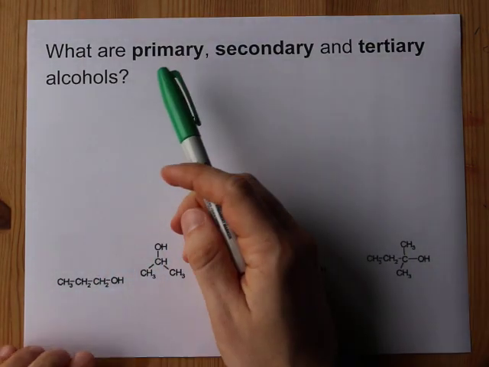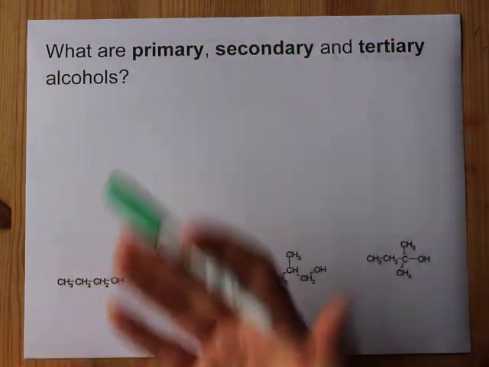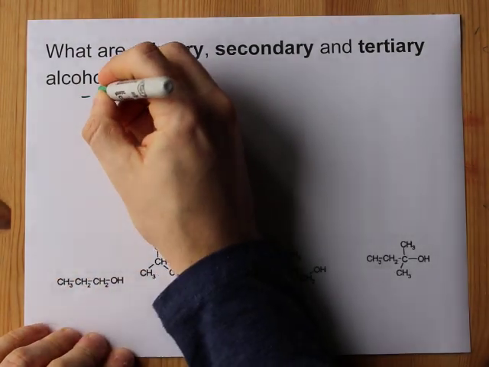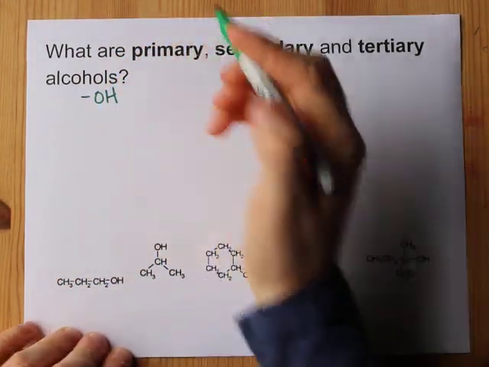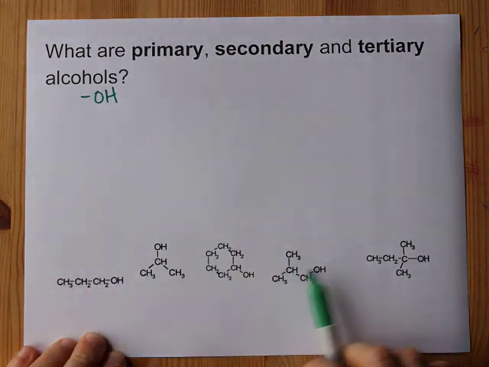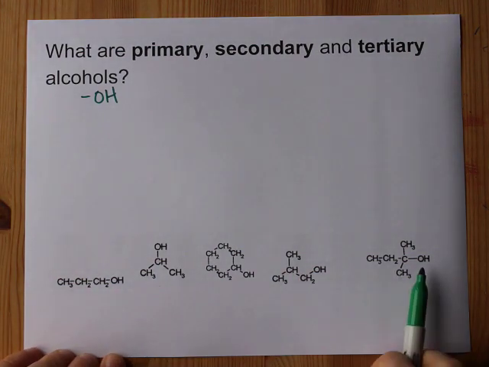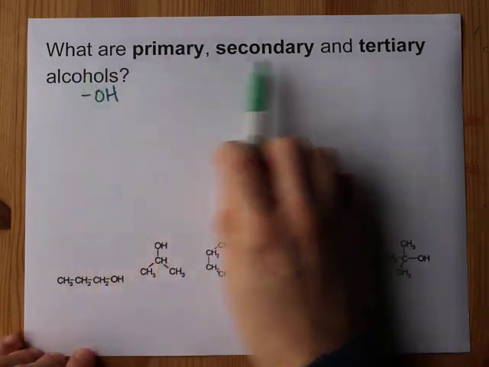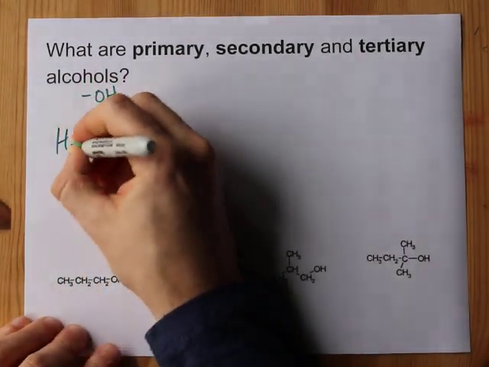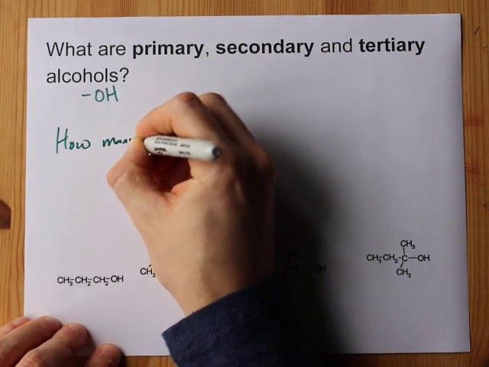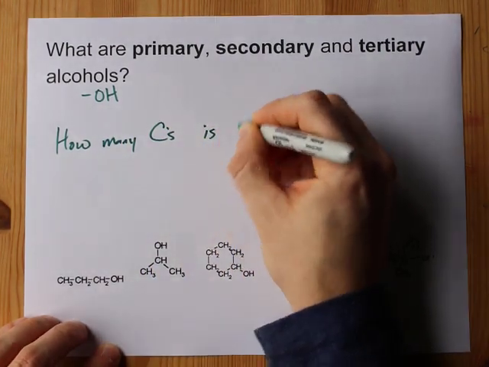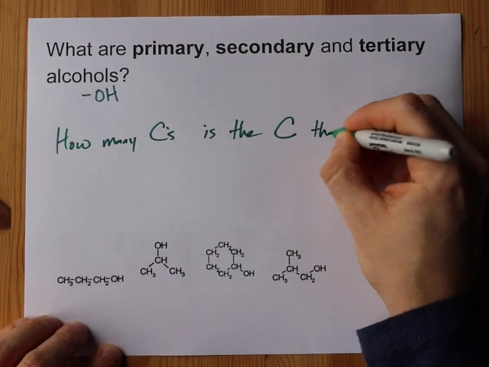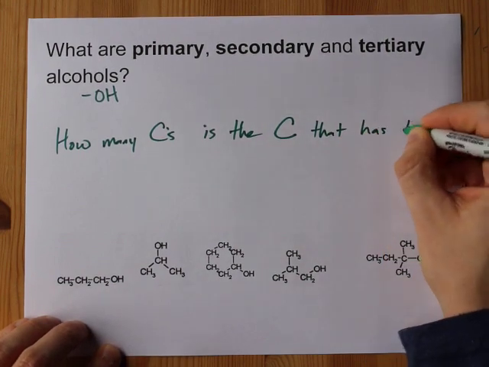What is a primary, secondary, or a tertiary alcohol? Well, an alcohol itself is an organic molecule with an OH group on it. In all these examples, I have an OH there, and there, and there, and there, and there. But the question of primary, secondary, or tertiary is answering the question, how many C's is the C, or the carbon, that has the OH connected to?